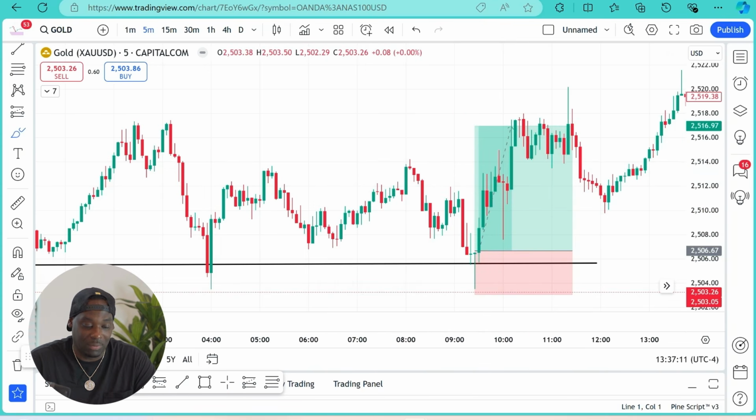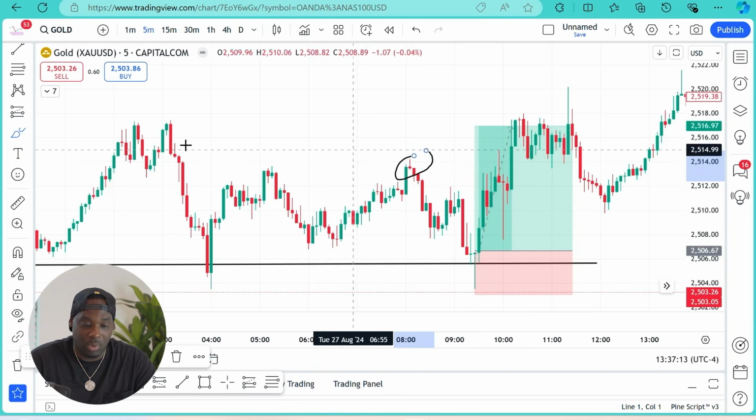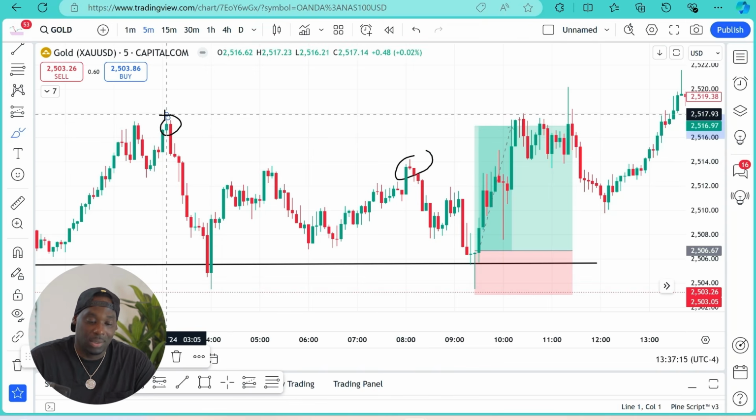Or you look for key levels. So right here, we have a key level. You can get out right here, or we can get out at this key level right here, okay? So that is one example. Let me show you guys some more examples.